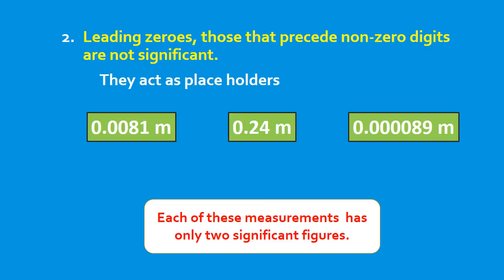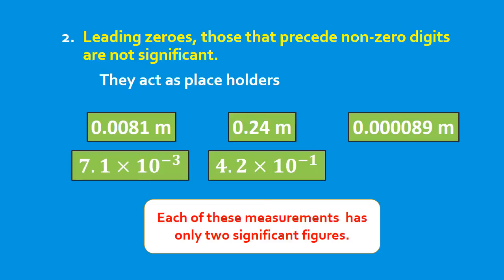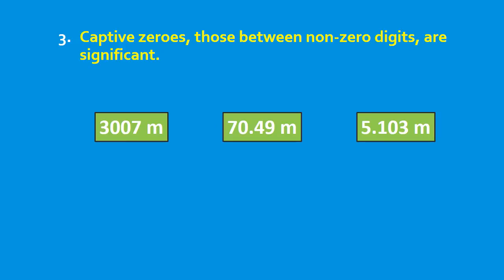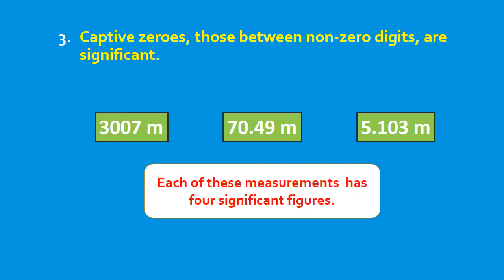Now you can eliminate placeholding values by writing the measurements in scientific notation. And here we see when we write these numbers in scientific notation, we can see clearly the 2 significant digits or significant figures. Third rule, captive zeros, that is those between non-zero digits, are significant. Since these 2 zeros are in between 2 non-zero digits, they are significant. So that gives us 4. This 0 is between 2 non-zero digits, so it's significant. We also have 4, and this 0 is also between 2 non-zero digits. That gives us 4 significant figures each.